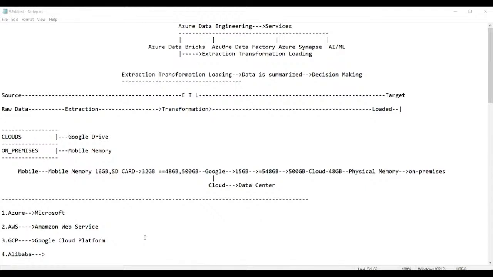Sir, what is PySpark that I'm hearing a lot about? See, PySpark is basically Python and Spark together. Do we need to learn that also for ADB? Yes, of course, I will teach you PySpark also. Okay, thanks, sir.